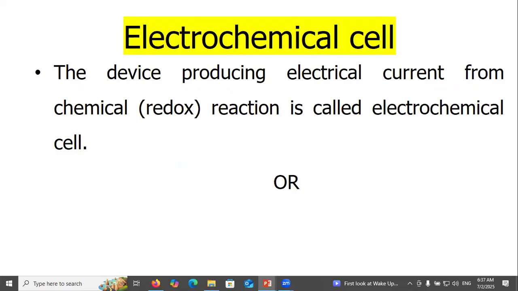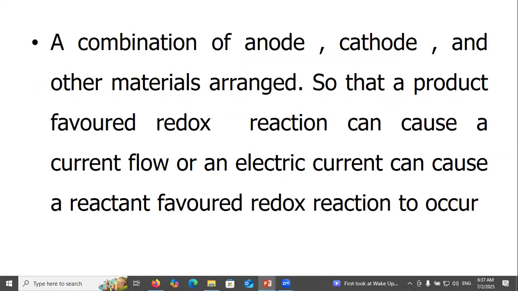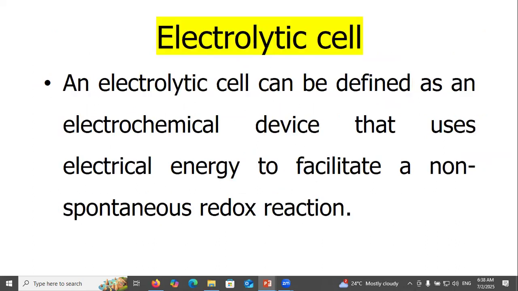Electrochemical cell. The device producing electrical current from a chemical reaction is called an electrochemical cell. It is a combination of anode, cathode, and other materials arranged so that a product-favored redox reaction can cause a current to flow, or an electric current can cause a reactant-favored redox reaction to occur.